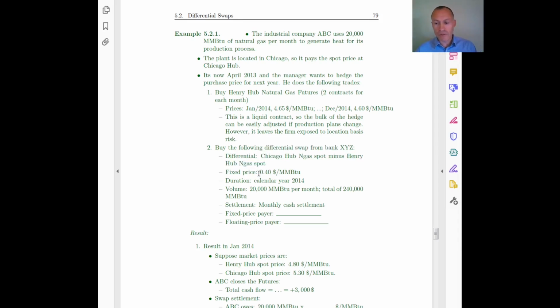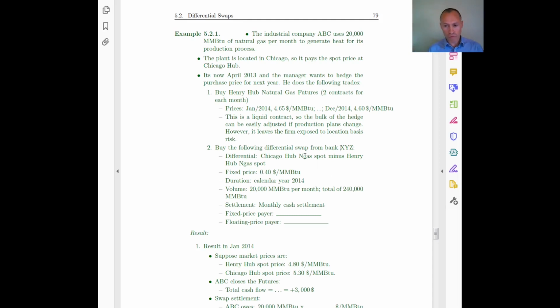Let's say that the bank quotes this differential swap. So the fixed price is 0.4 for the year that we need, for the quantity that we need, and so on. So who is going to be the fixed price payer? Well, we, the ABC company, are going to want to be the fixed payer. So we are going to pay this fixed part of the swap. And the floating payer is thus the bank XYZ.